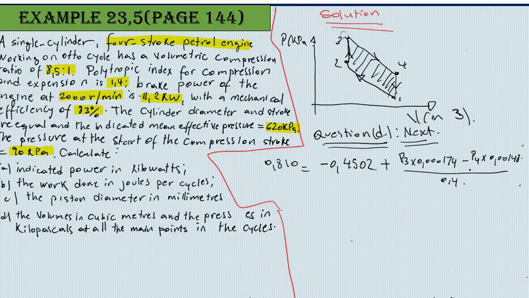So now I can see that I have an equation with two unknowns, which are P3 and P4. That is my first equation. I need to get another equation from which I can find P3 and P4, in order to solve the simultaneous equations.